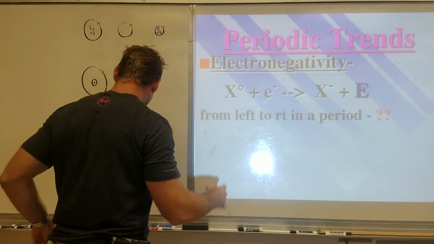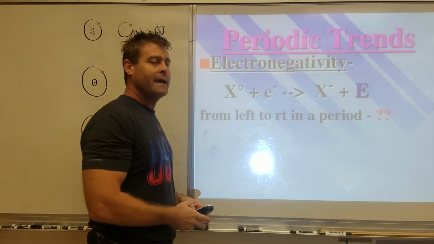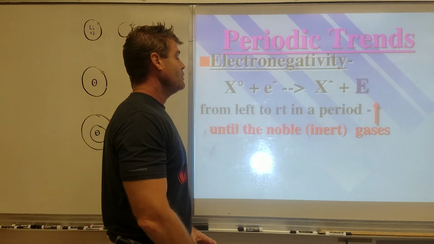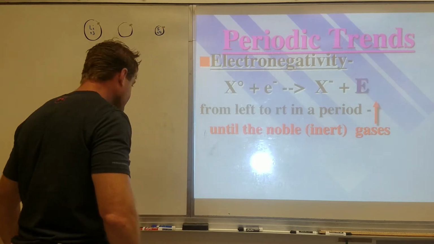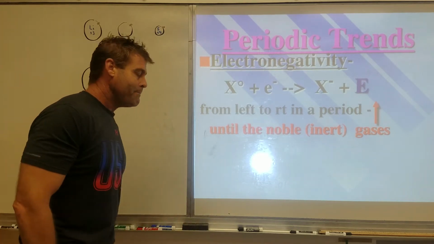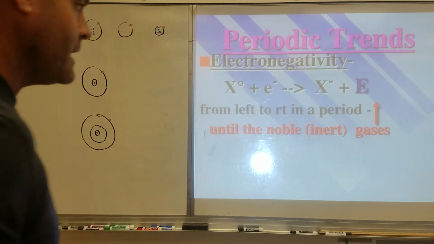So we want to make a prediction from left to right. I'm hoping at this point you pause, you look at a periodic table and think, okay, is it going to increase or decrease? Hopefully you guys came to the right conclusion. It will increase. Notice it says until the noble gases. And what might be a reason for that? So let's just look at a periodic table.